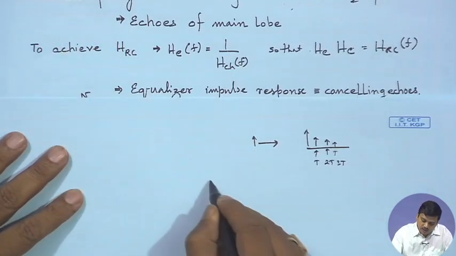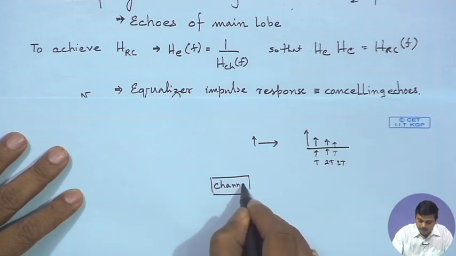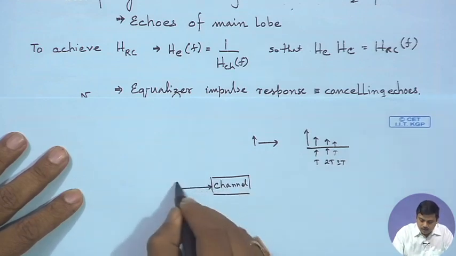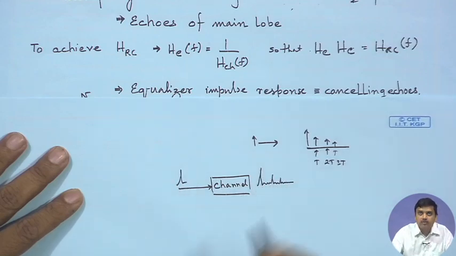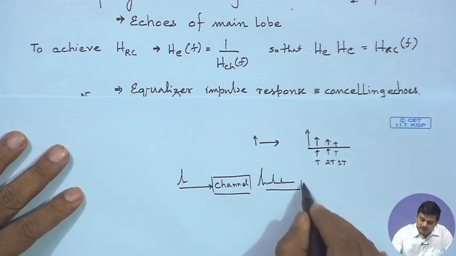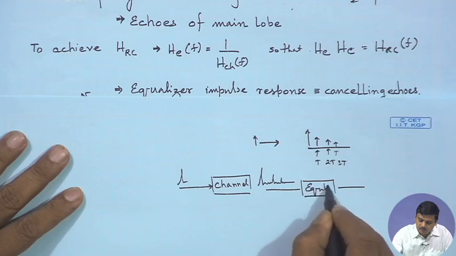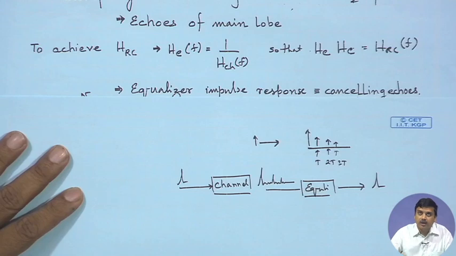So, if there is a channel, and if we send an impulse, the response would be something like this, and we want to fit an equalizer which will produce finally an impulse.